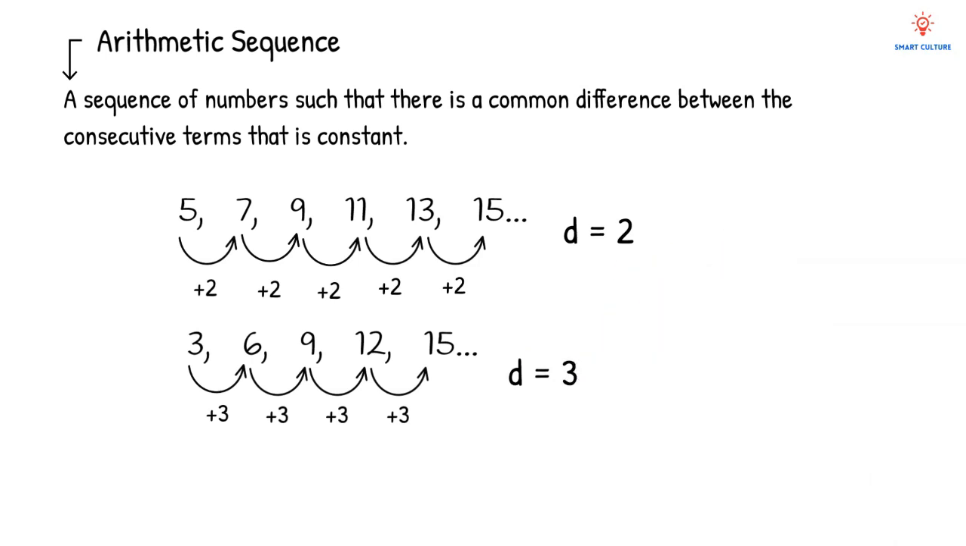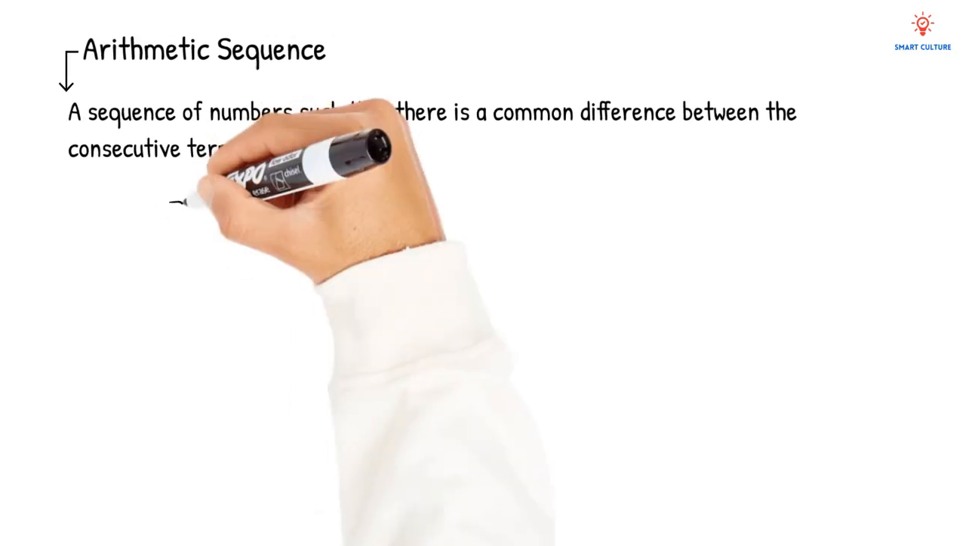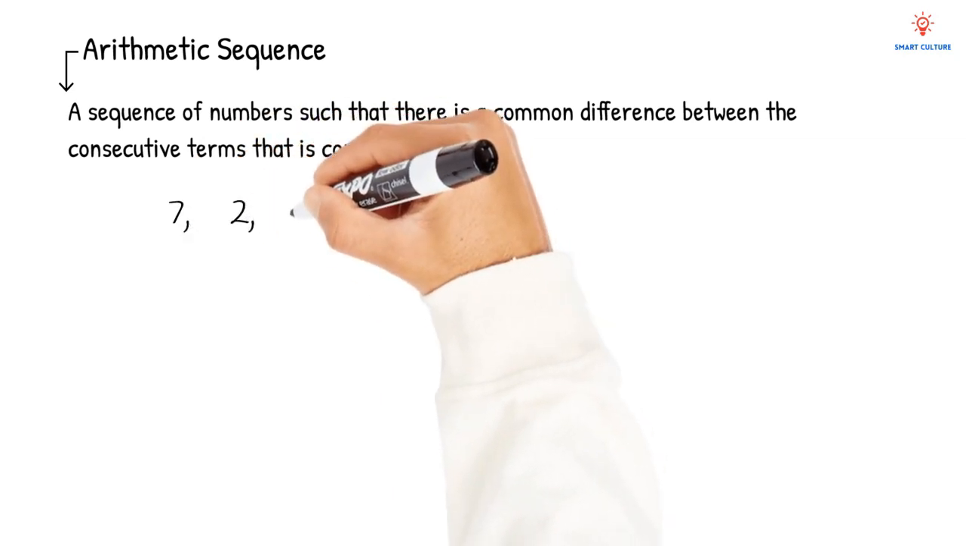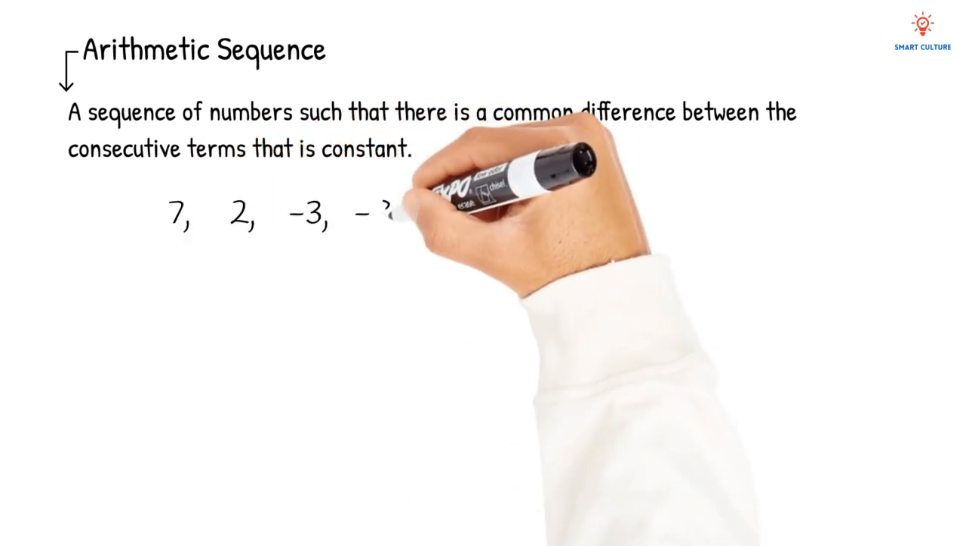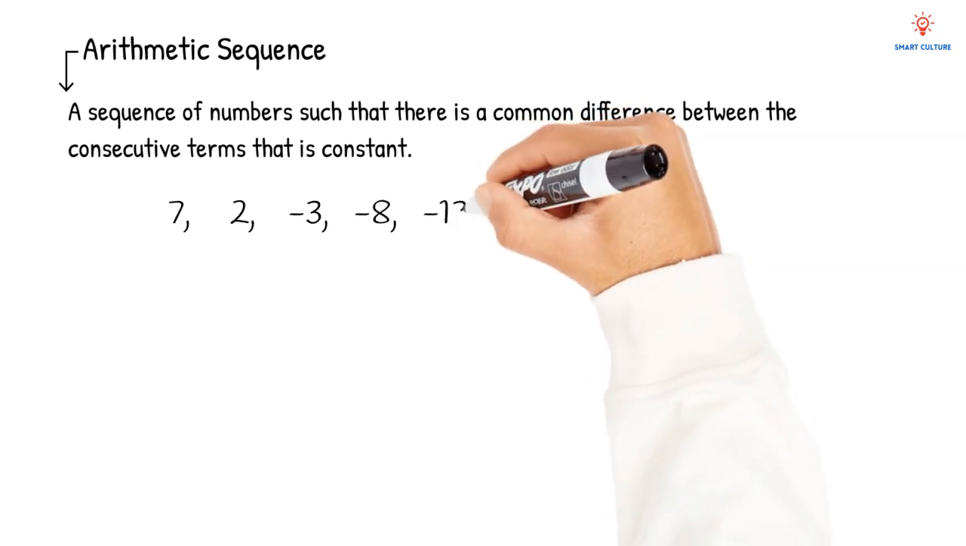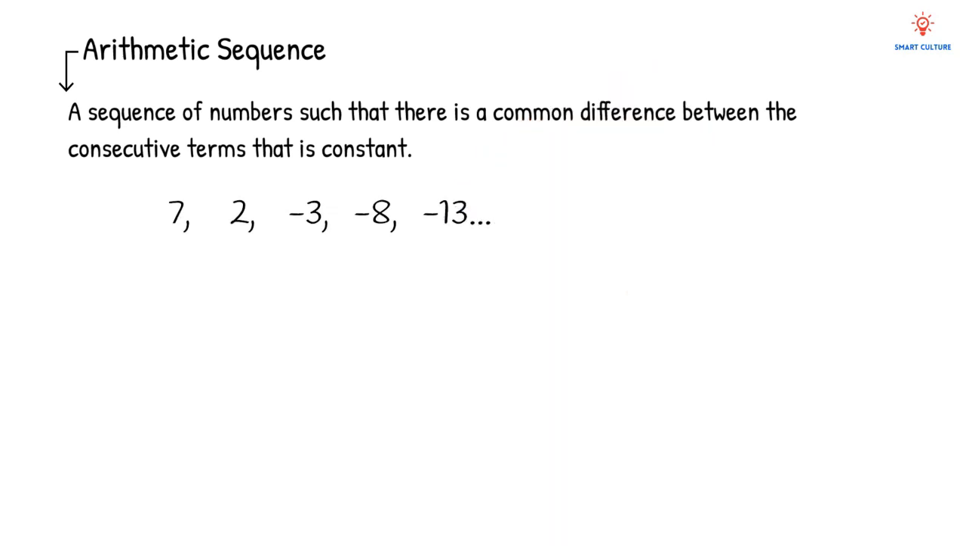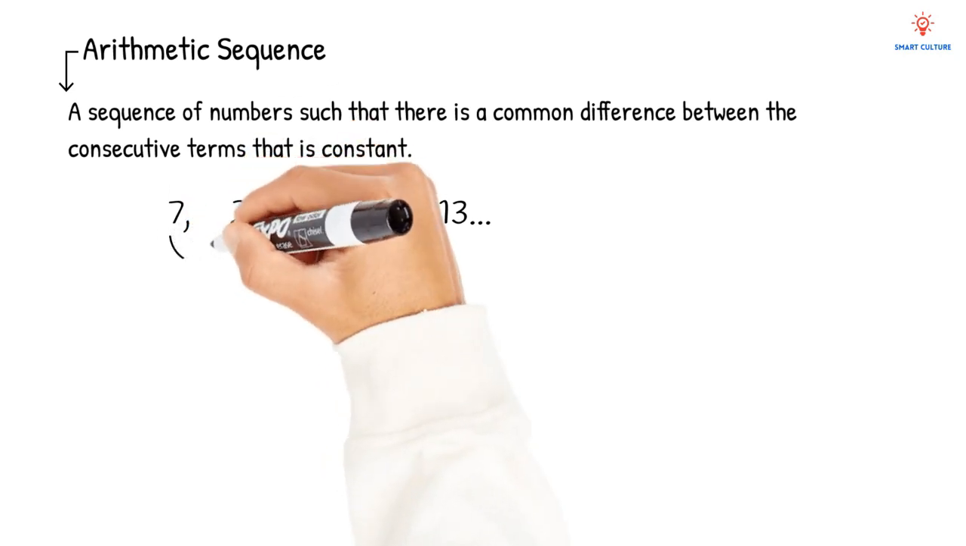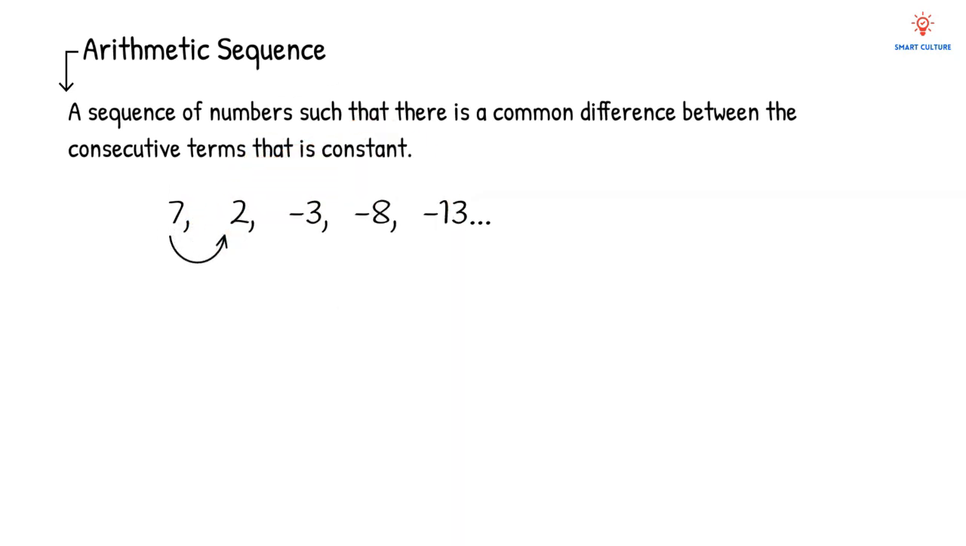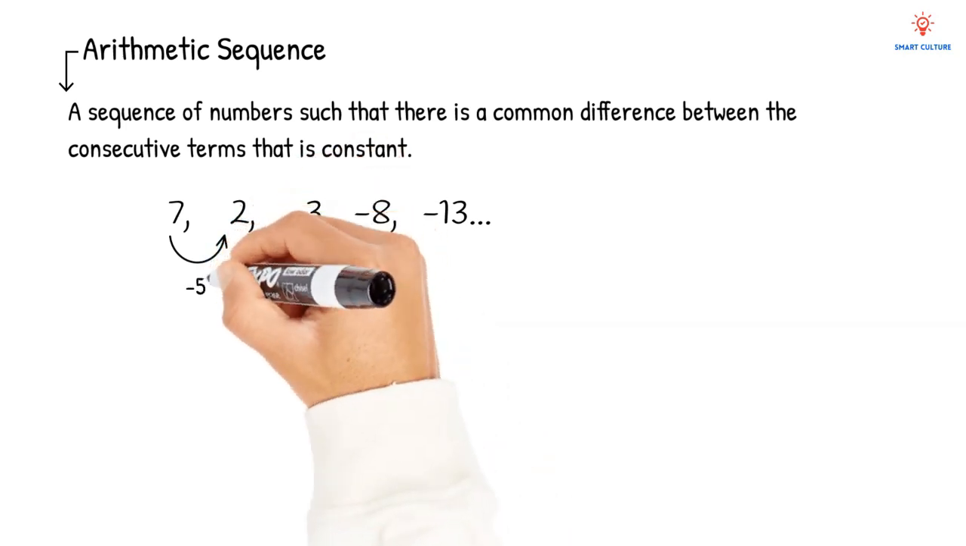Let's take a look at the next sequence. Here we have 7, 2, negative 3, negative 8, and negative 13. So as you can see, in this case, the numbers are getting smaller and smaller. So that means the common difference will be a negative number instead of a positive number. So what is the difference between 7 and 2? The difference here is equal to negative 5.